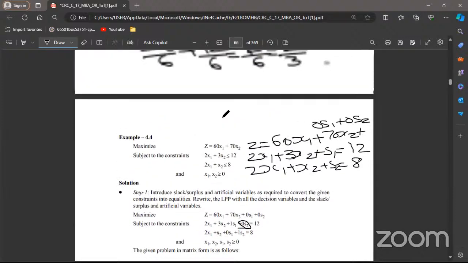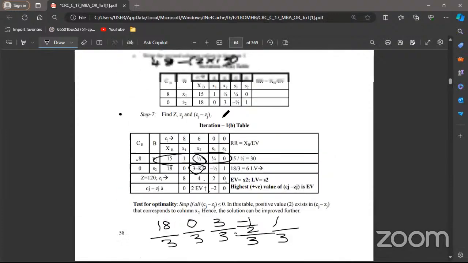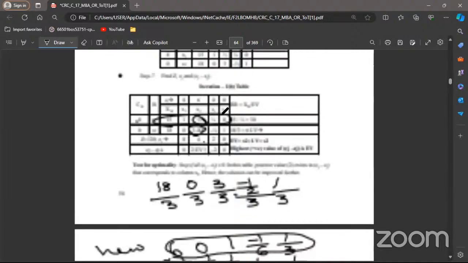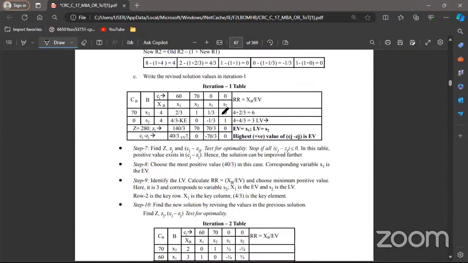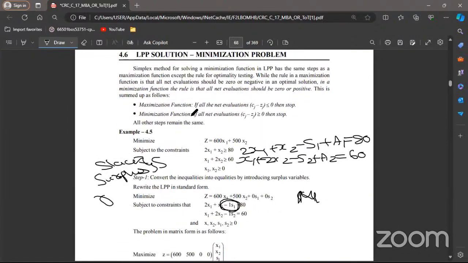These are all self-explanatory problems. If you follow step by step, you can do them on your own. They have also given when to stop the problem. One condition is given in italics. For a maximization problem, if all the Cj minus Zj are less than or equal to 0, stop the problem. For minimization, if all Cj minus Zj are greater than or equal to 0, stop the problem. This is how you get the solution of a simplex problem.